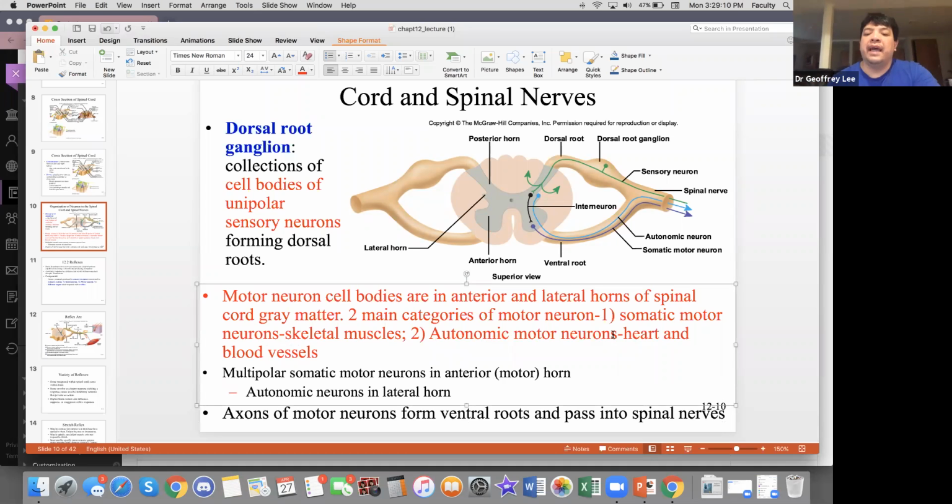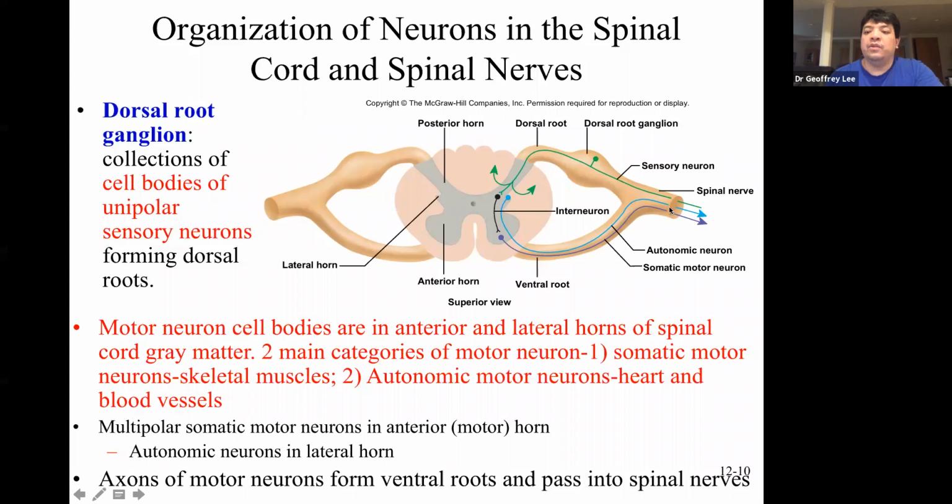So what happens is that we have two main categories of motor neurons. There's only one main category of sensory neurons. All sensation goes to the back. All sensations coming in have their cell bodies in the dorsal root ganglia. There are not two categories of sensory neurons. There are two categories of motor neurons though. The first one, somatic motor neurons, goes to your skeletal muscles, and they are voluntary. They're found in the anterior horn of the spinal cord.